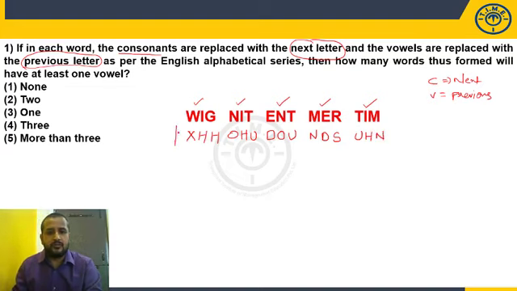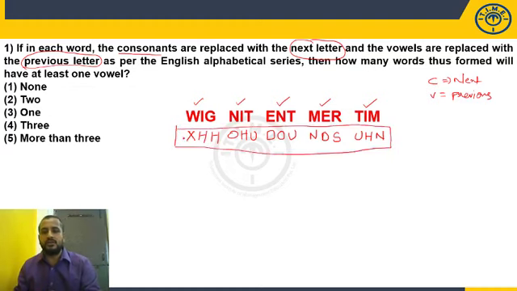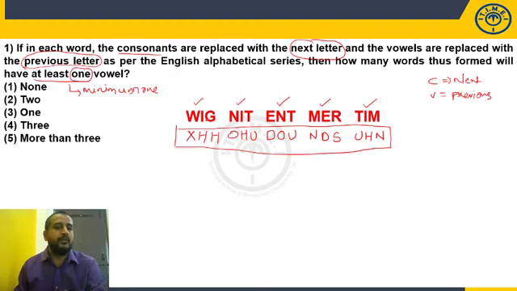So these are the new set of words just formed. Now what is the question asked? How many words just formed will have at least one vowel? What do you mean by at least one vowel? Minimum one. At least means minimum. And what is given? At least one. So minimum one vowel in a word.